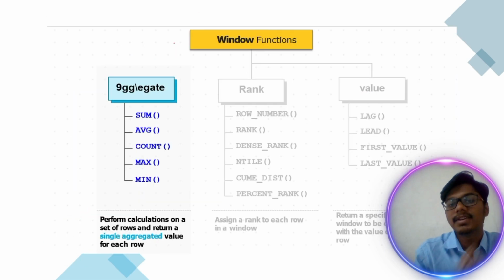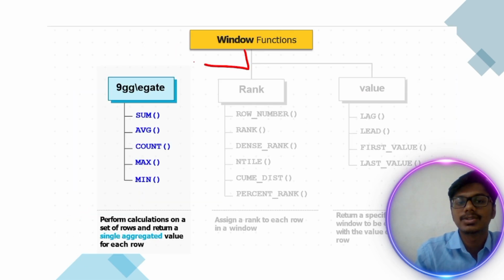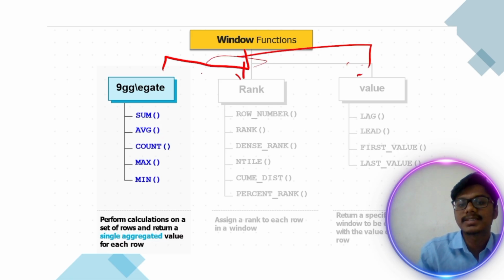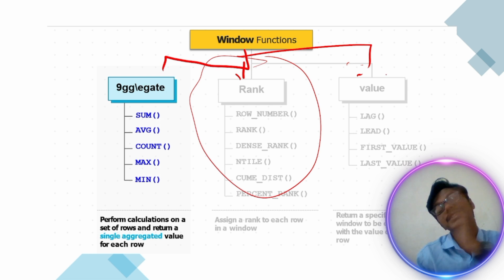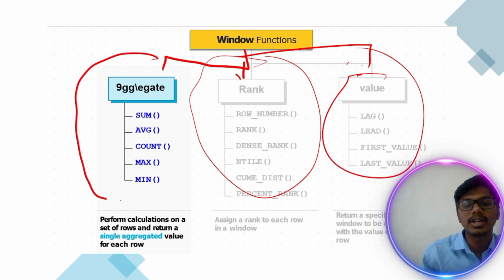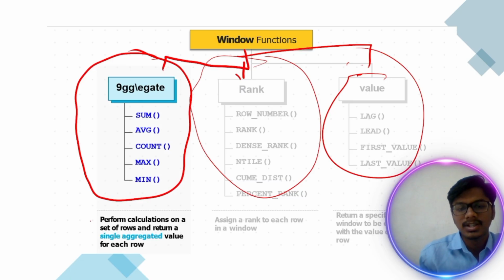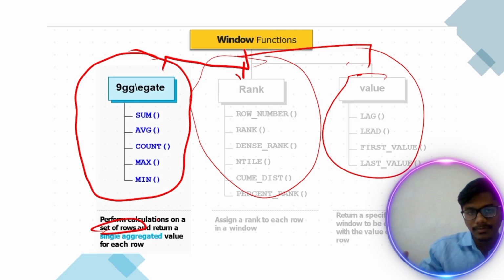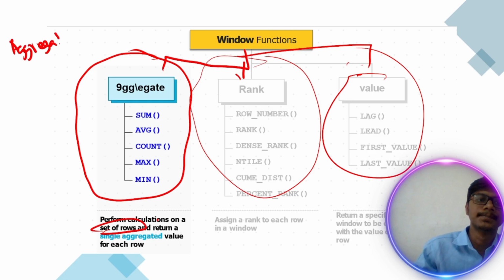In my previous video, we discussed that Windows functions are categorized into types: the aggregate functions, the rank functions, and the value analytical functions. In the next video, we discuss the rank functions, and in the following video, we discuss the value functions, right? Today's agenda is all about the Windows aggregation function. We want to perform calculations on a set of rows and return a single aggregated value for each row.